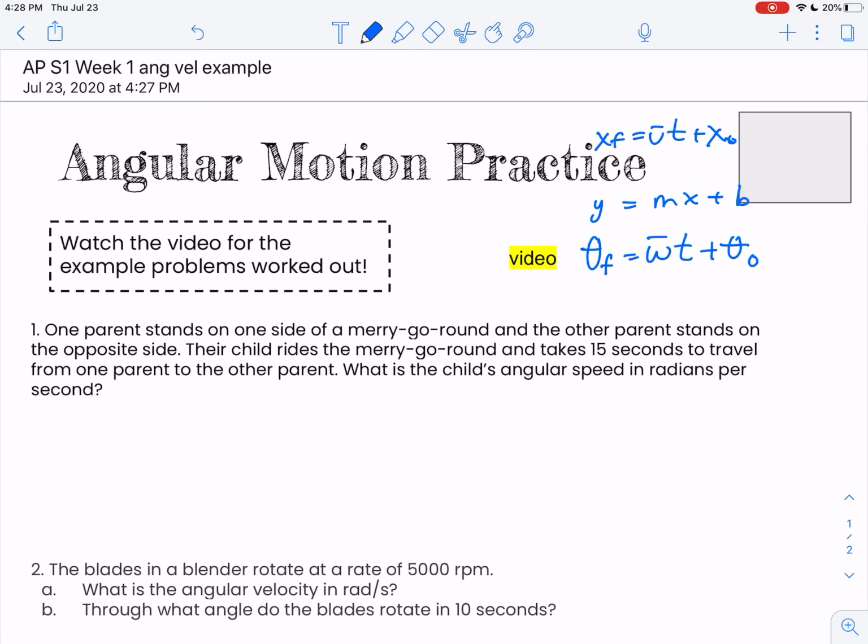One parent stands on one side of a merry-go-round, the other parent stands on the opposite side. Their child rides the merry-go-round and takes 15 seconds to travel from one parent to the other parent. What is the child's angular speed in radians per second?